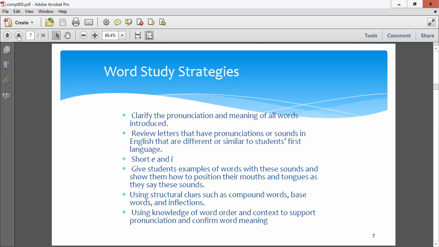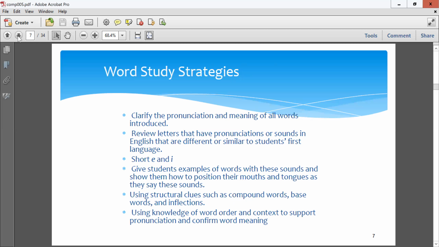Also reviewing letters that are different, as we just said. How about short vowels? Okay, the vowel sounds are particularly difficult in English because we have so many. So giving students examples of words with these letters and sounds is very helpful. Also, with the letters that have different pronunciations or don't exist, the sounds that don't exist in a language, it is critical that you then teach students how to position their mouths and tongues as they say these sounds.